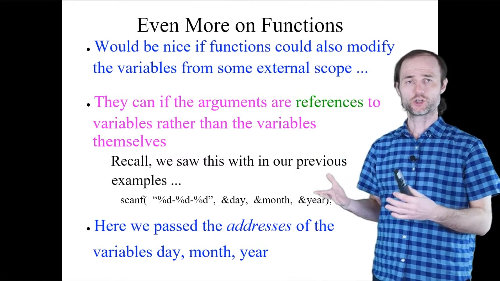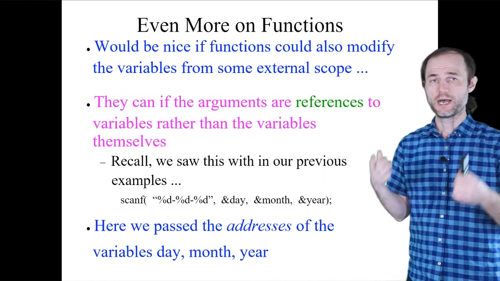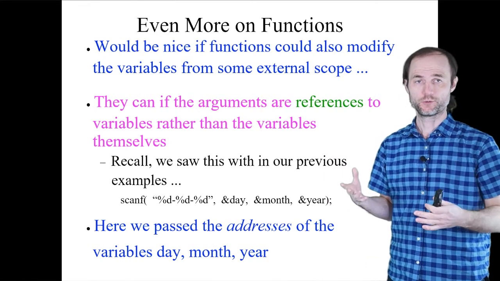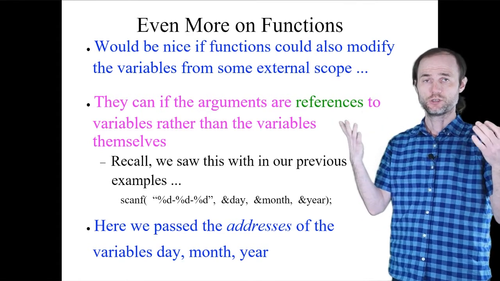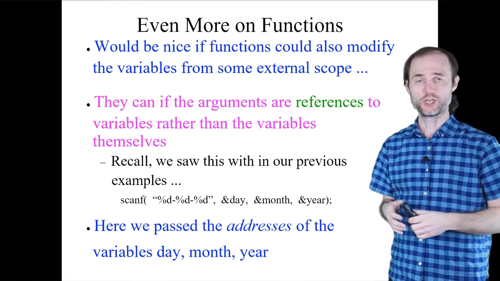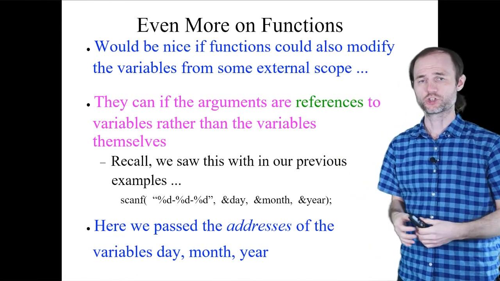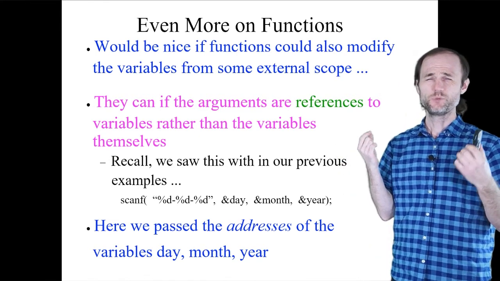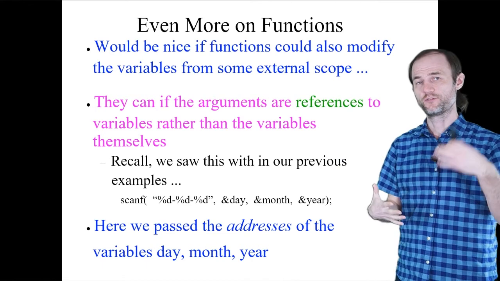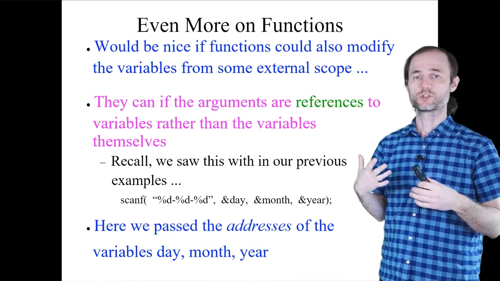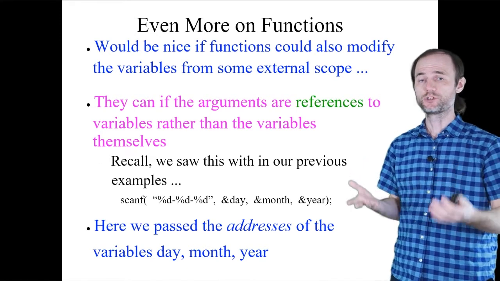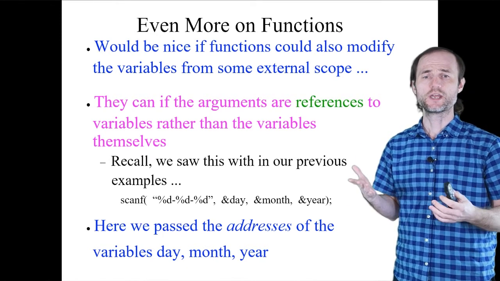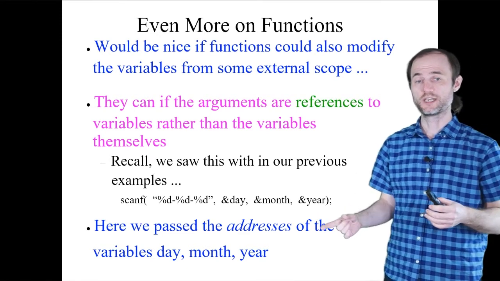If you call a function and give it a variable, the function gets a copy of the variable. So no matter what it does with the variable, the original variable that we passed to the function will not be changed. It would be nice if functions could modify the variables that we pass them, so that they could do something with those variables and modify them.